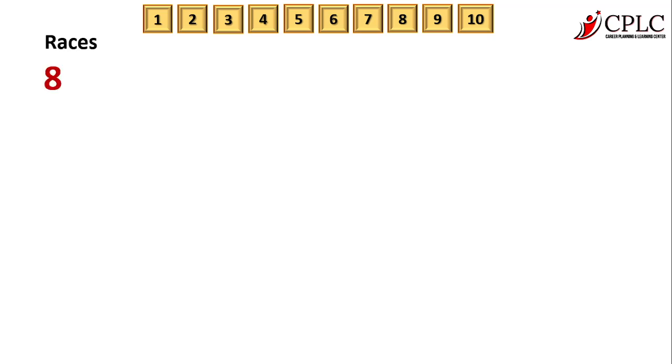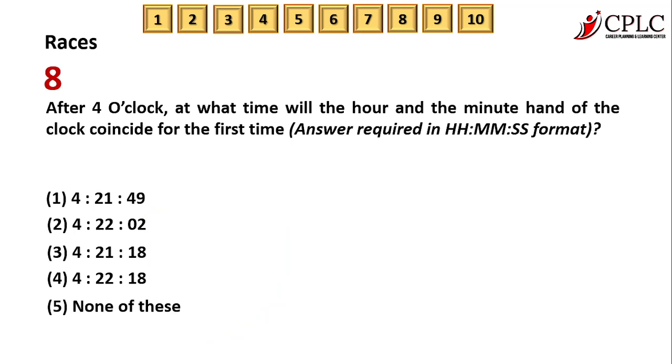Now let's do question number 8, which says, after 4 o'clock, at what time will the hour hand and the minute hand of the clock coincide for the very first time? The answer is required in hours, minutes and seconds format. Now here we have to use the formula, that is, separation upon relative speed, the time taken to meet or cross. But here we have to understand we require the answer in hours, minutes and seconds format. We will also have to do it in that format.